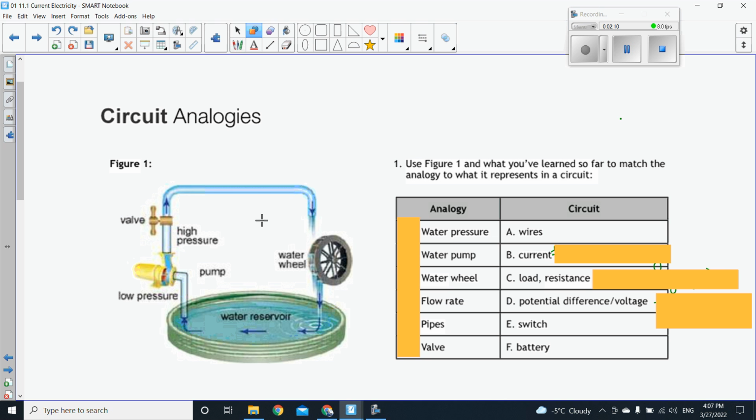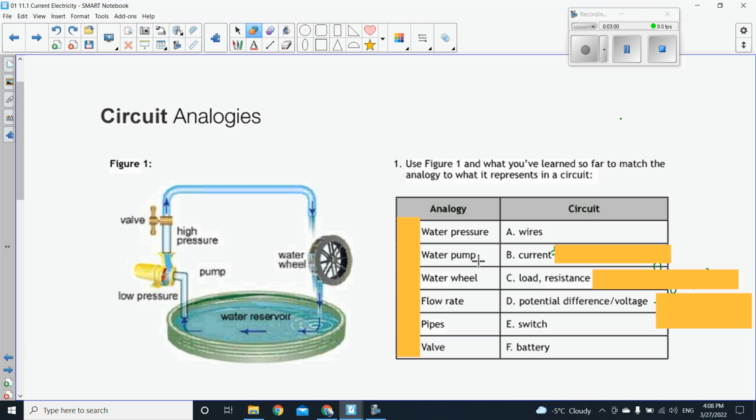Okay, so let's just look at this. And based on the notes that you copied from 11.1 and 11.2, I'm hoping just to solidify your understanding so that you really understand what the difference between current, potential difference in voltage, and also resistance is, because we're going to have to know that for Ohm's law. Okay, so from the analogy that we're drawing from, which is the water wheel, we've got water pressure, the water pump, the water wheel, the flow rate, the pipes, and the valve. And then over here in the circuit, there's different circuit components or circuit characteristics, and we just have to match them up properly. So there's wires, current, load or resistance, potential difference, which is the same thing as voltage, a switch or a battery.